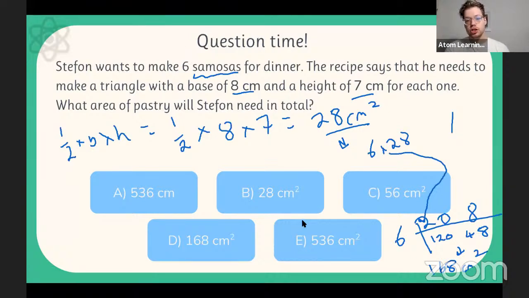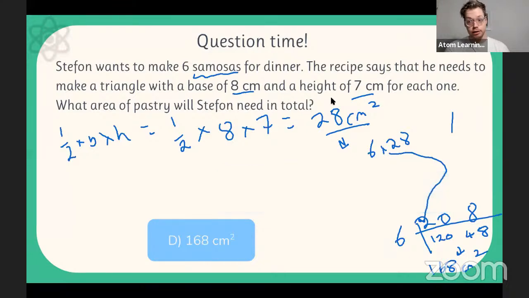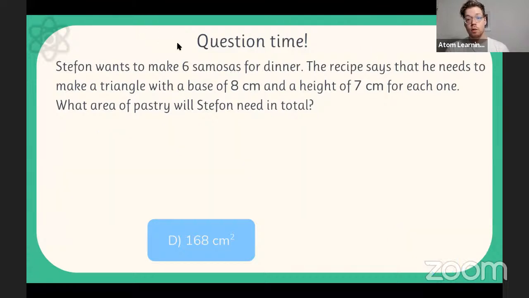End the poll, share the results. The majority of us went for answer option D. Well done. D is completely correct. So all we had to do in that question, class, was find the area of one samosa using the half base times height formula, and then get the area of 6 samosas by timesing that by 6. Again, this was all covered in yesterday's area lesson.